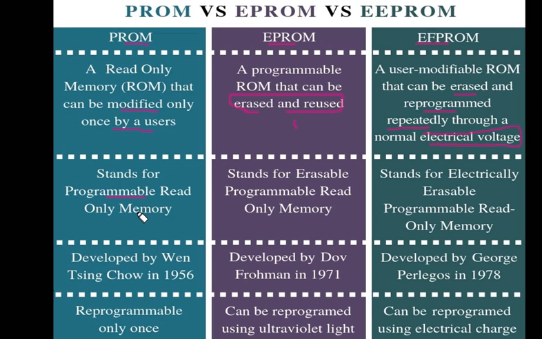Programmable read-only memory. Here we can also differentiate between the expansions: EPROM, erasable programmable read-only memory; EEPROM, electrically erasable programmable read-only memory. Each was developed by a different person. PROM is programmable only once, EPROM can be reprogrammed using ultraviolet light, and EEPROM can be reprogrammed using electrical charge. These are the simple differences between PROM, EPROM and EEPROM.